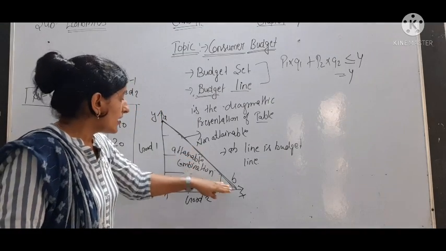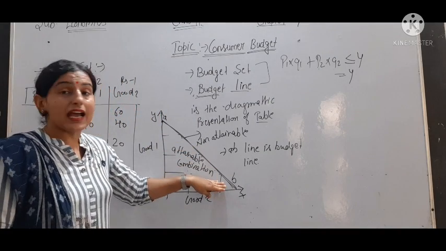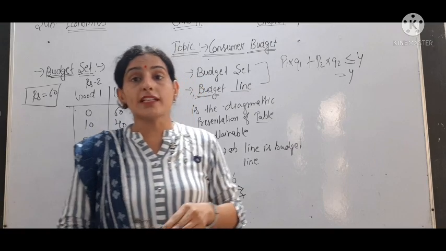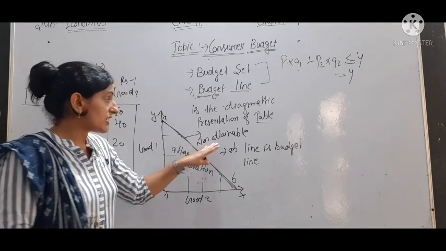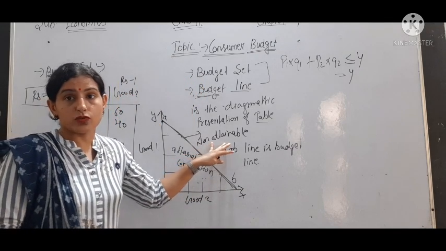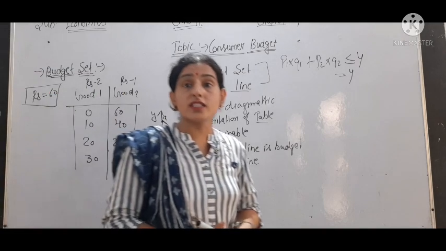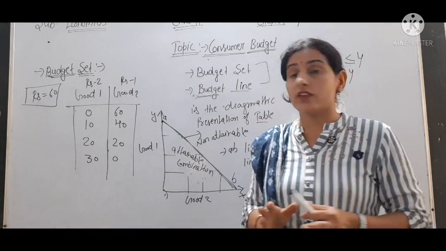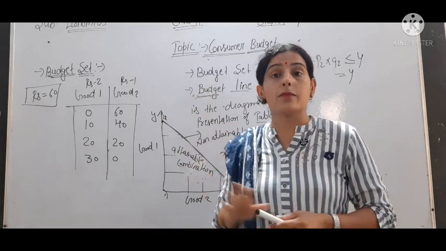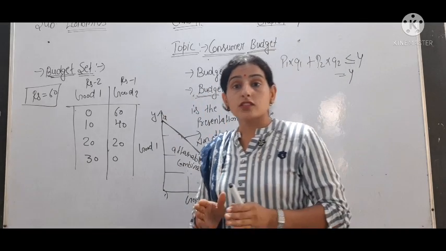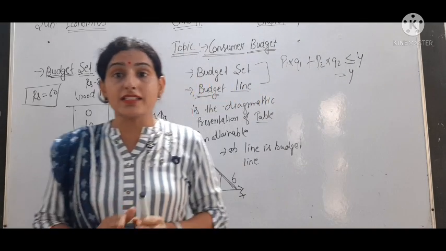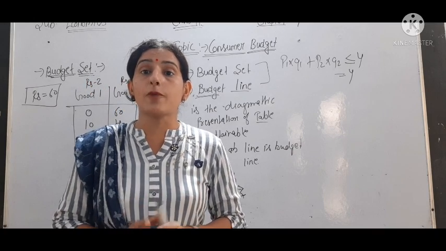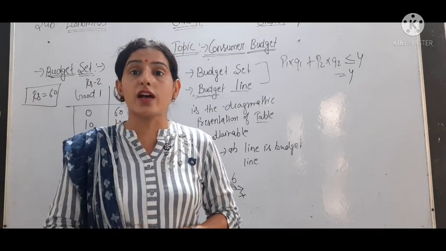Because up to this AB line all the combinations are attainable, but beyond that point all the combinations are non-attainable. Okay, so students, we have discussed the consumer budget, budget set and budget line. So watch the video and also practice the table and diagram in your notebook. If you face any problem or doubt, you are free to ask. Thank you.